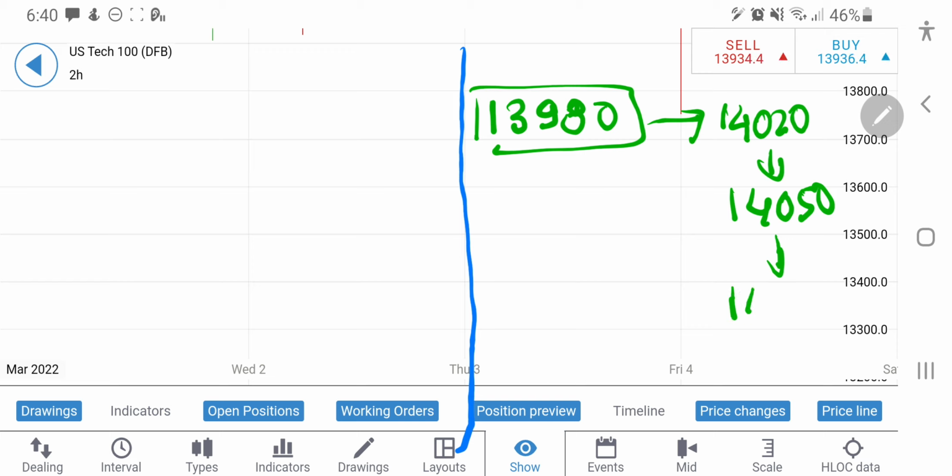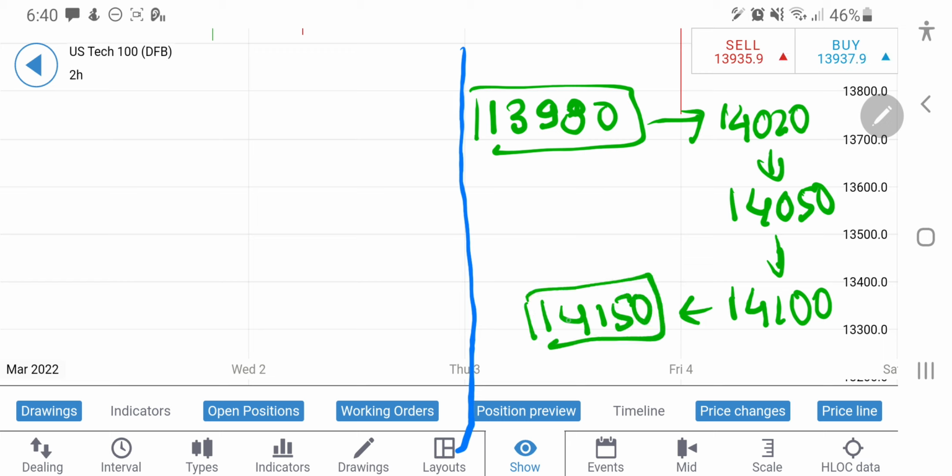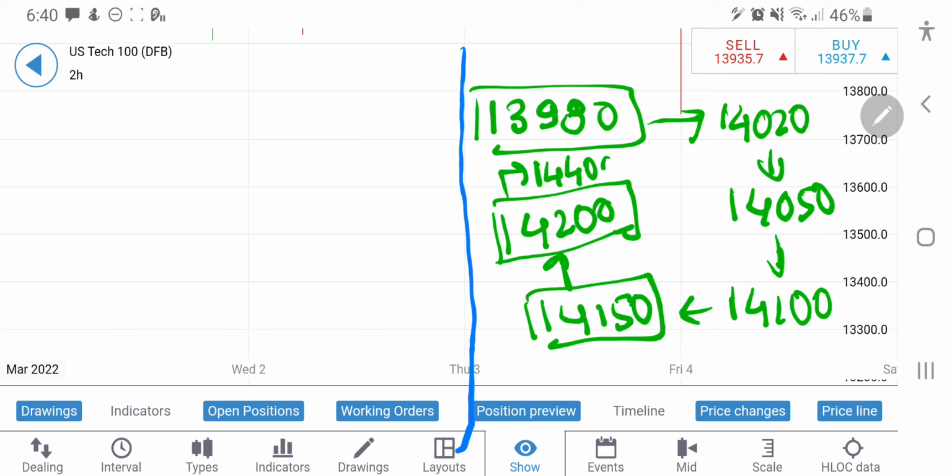Beyond 14050, 14100 and 14150 are going to be stronger resistance for US100 today, and 14200. Beyond 14200, it will definitely fly high and the sky is the limit. Again, it will try to hit the 14400 zone, which is going to be a stronger resistance. If it continues to rise, it can try to hit the 14150, 14200 zone, and from there you can take a short position.